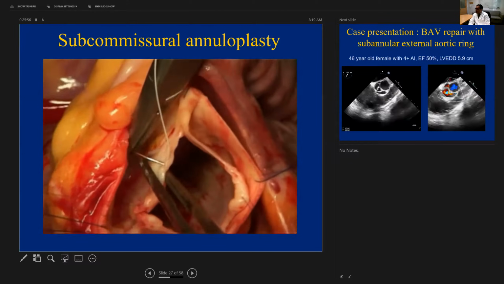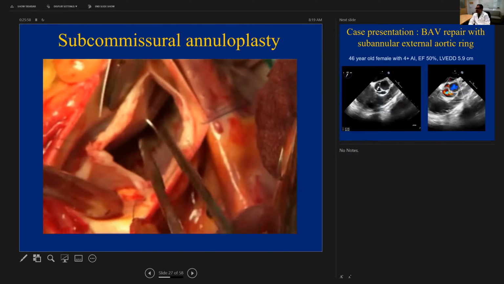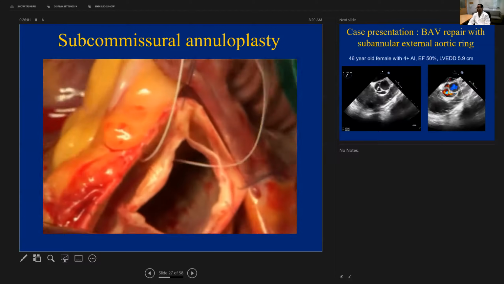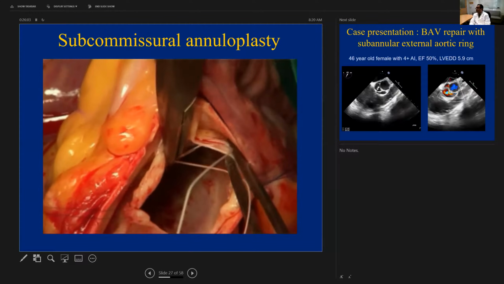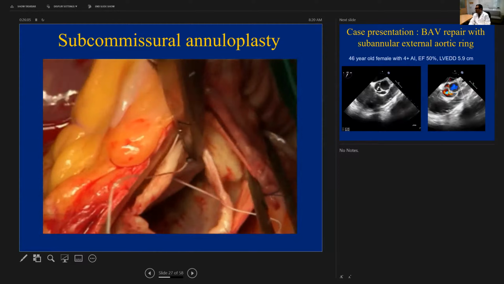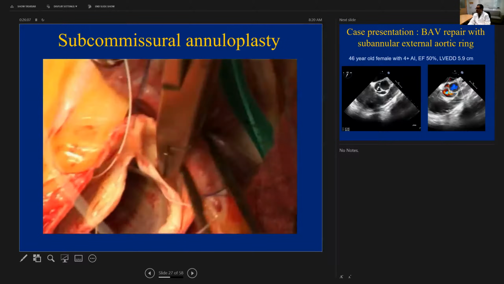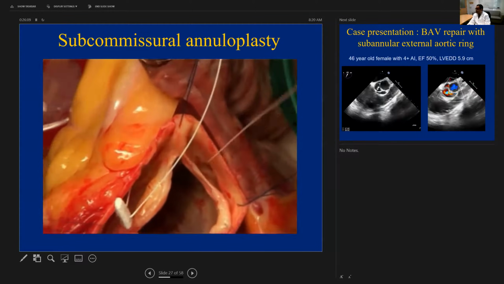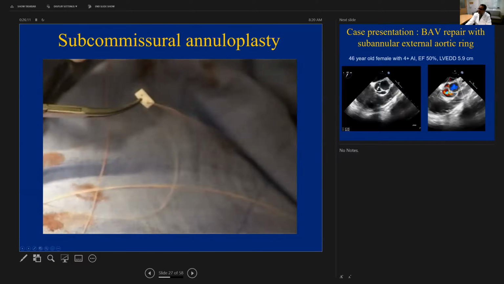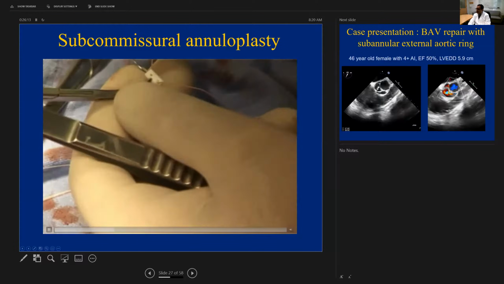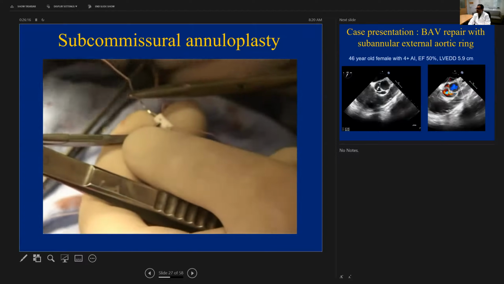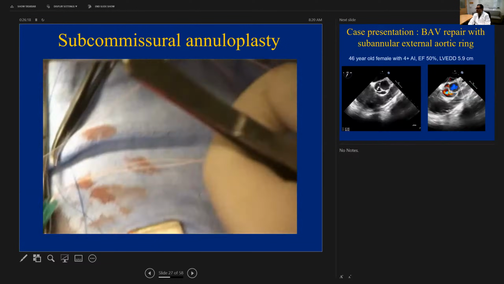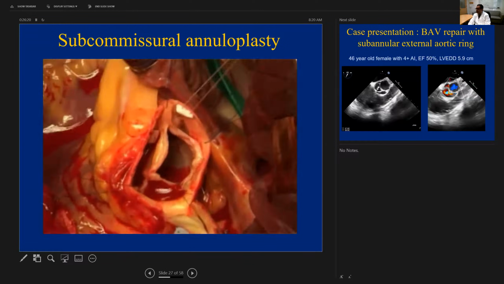Here's a video briefly of the subcommissural annuloplasty technique. This is a normal annulus with a normal root, so all you need to do is achieve some simple reduction in the annulus, because it's a pretty stable annulus to begin with. Here you can see the sutures are going underneath into the interleaflet triangle underneath the commissure. And these are pledgeted sutures that we put in to stabilize and distribute the tension safely.